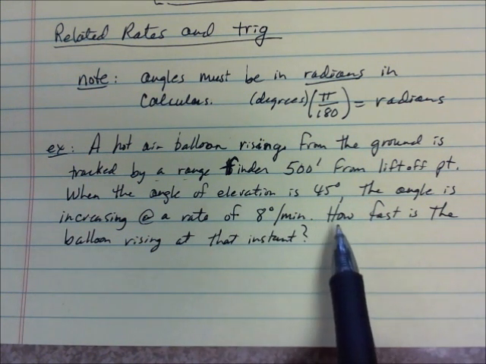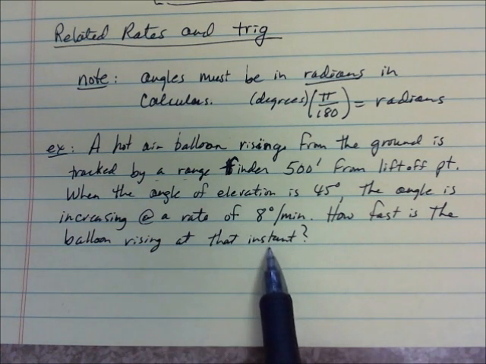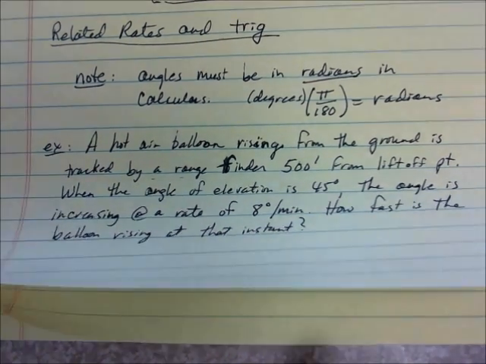And what we're going to try to find is how fast the balloon is rising at that instant, or at the instant where the angle of elevation is 45 degrees. So what we have to do is figure out how to draw the diagram of this, how to label it with the variables, and then try to get an equation that relates those variables.